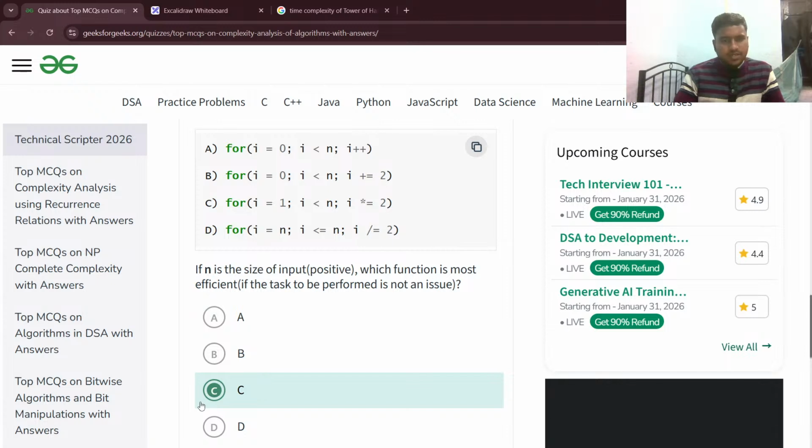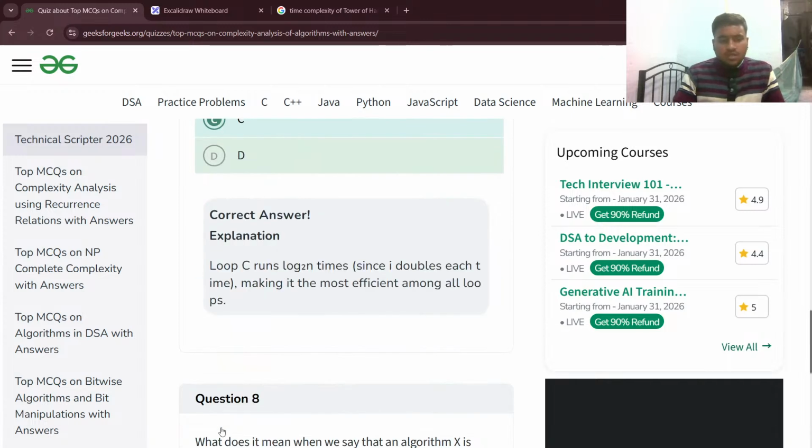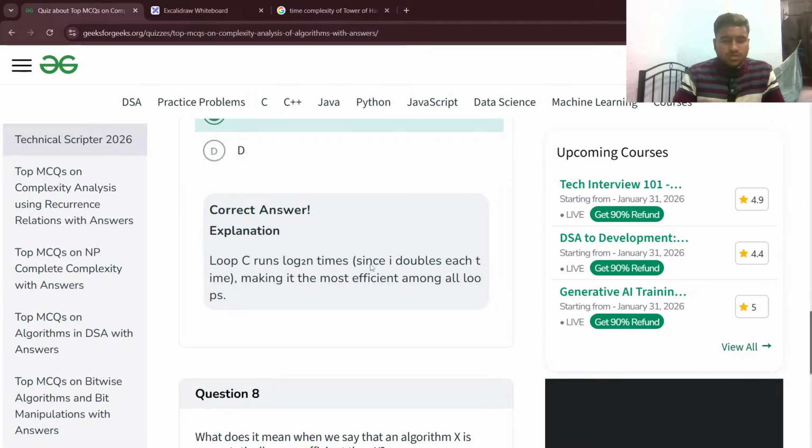Why is C the correct answer? Okay, let me check that. i is equal to n. So yeah, this runs infinite time. This has no condition. This runs infinite time. When i is equal to zero, then this will not run a lot of time. That is the reason why C is the correct one. C runs slower since i is doubled each time, which makes it the most efficient option.